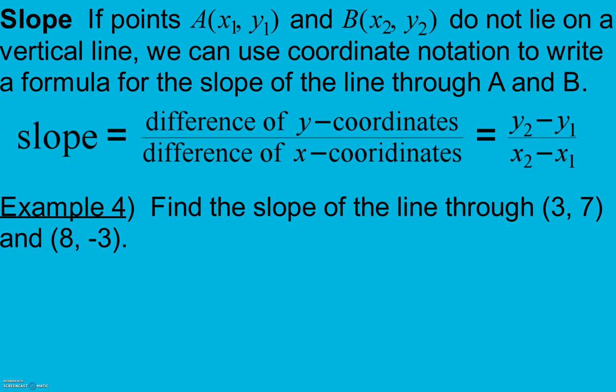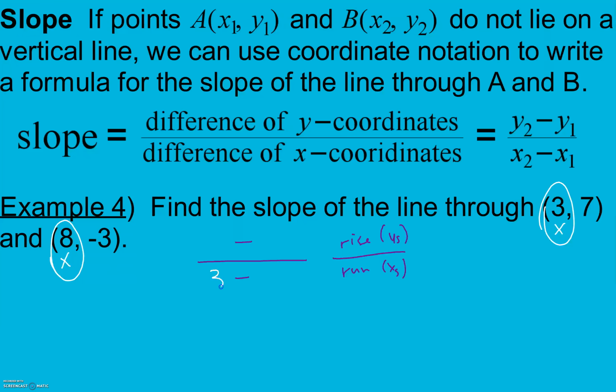Slope here, we're going to do the same way that we've been doing since chapter 8. So as long as they're not on a vertical line, we can use coordinate notation to write the formula for slope. We're going to subtract our y's, divide by subtract our x's. So to find the slope of the line here, again, we subtract our y's over our x's. It's rise like our y's over run like our x's. Again, coordinates are x first.